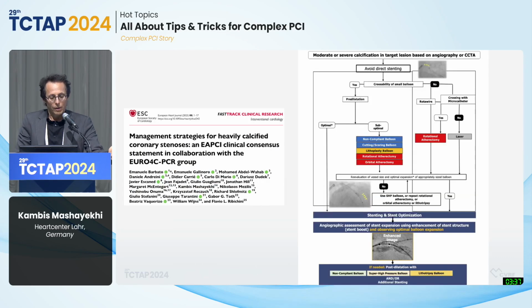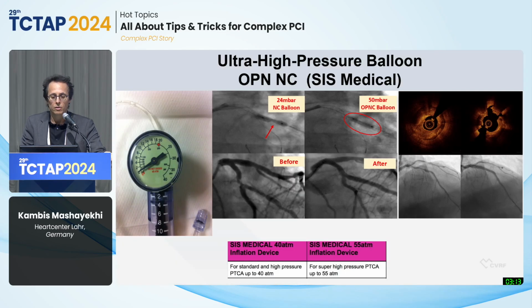Well, there is a beautiful paper out, the EAPCI clinical consensus statement in collaboration with the ERPCI group, and you see a very nice flow chart as well, bringing you up to Rota, and finally, after you put your stent, you still might need some post-dilatation with a non-compliant super high pressure balloon or even lithotripsy, and that brings us to the next topic, the usage of the ultra high pressure balloon.